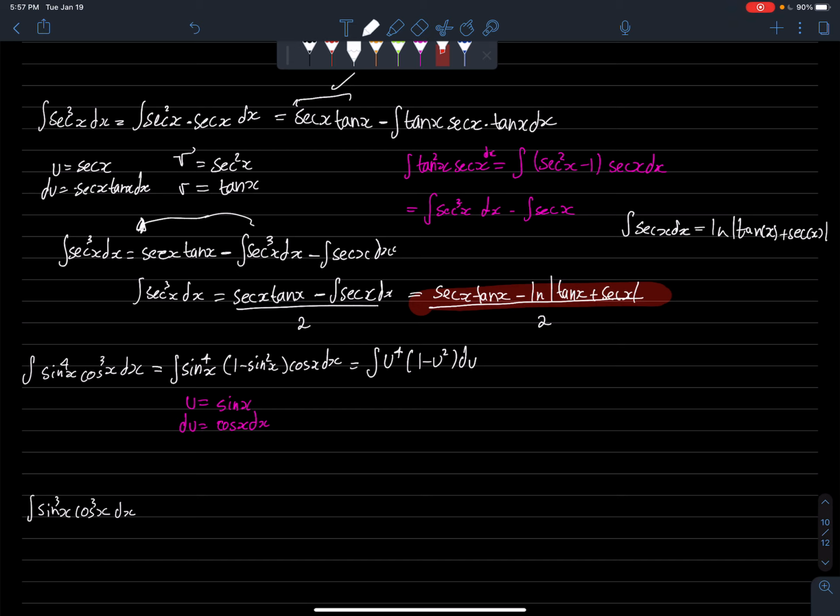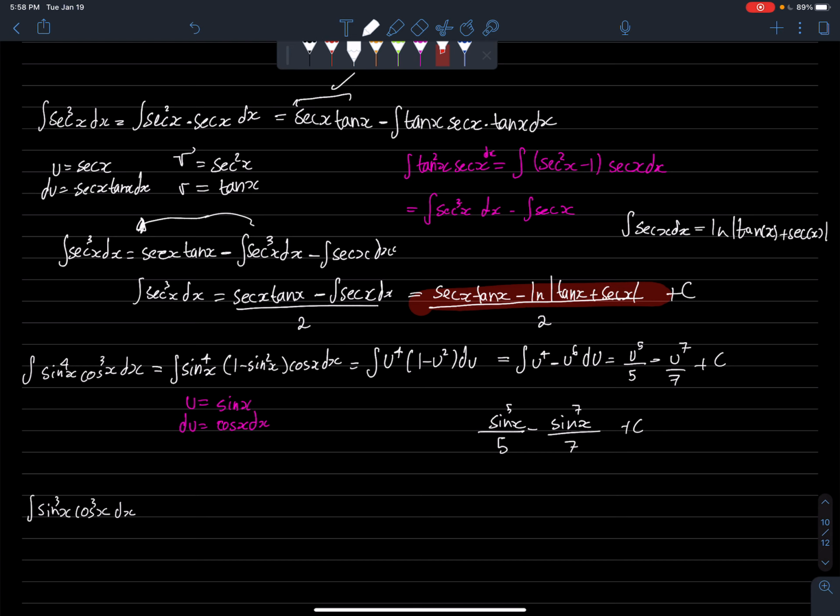Now we've got to integrate this. This is equal to the integral of u to the 4 minus u to the 6 du, which is equal to u to the 5 over 5 minus u to the 7 over 7 plus c. Forgot the plus c there, right? And then we're going to just substitute back. u was sine, so sine to the 5x over 5 minus sine to the 7x over 7 plus c.